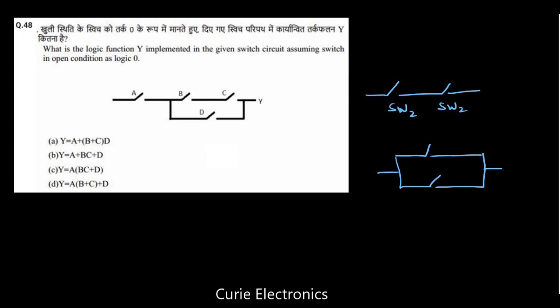So now let's write it. Here B and C are in AND function, which is ORed with D because D is parallel. These all are in series with the switch, so these all are in an AND function. So the answer is option C, A, B, C, D. This is the answer.